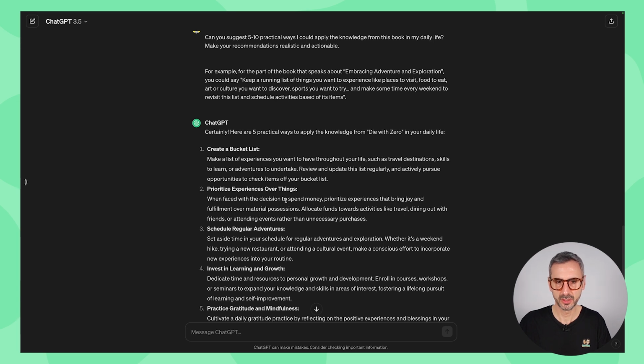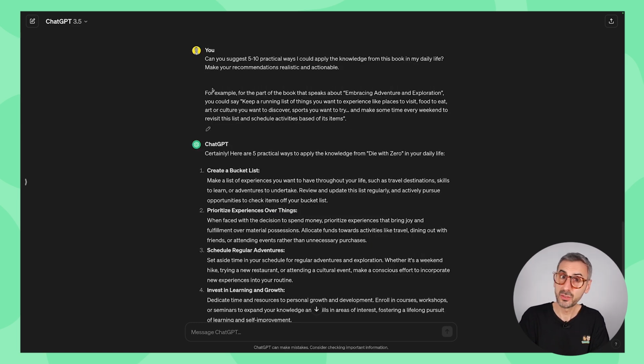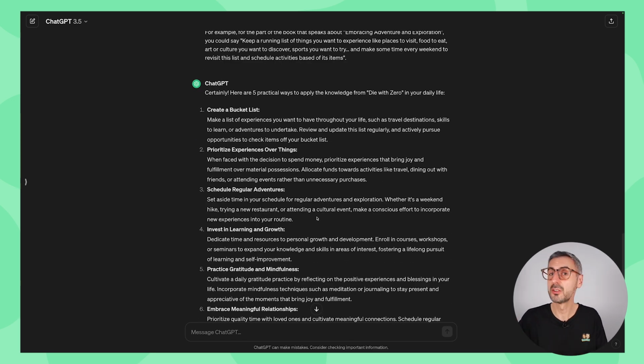When faced with the decision to spend money, prioritize experiences that bring joy and fulfillment over material possessions. Allocate funds toward activities like traveling, dining out with friends, or attending events rather than unnecessary purchases. I am satisfied with this answer because it gave me some practical ways I could apply the knowledge of the book in my life. Here, telling me go to a restaurant instead of buying some stuff you don't need. That is quite generic, but that is indeed knowledge from the book.